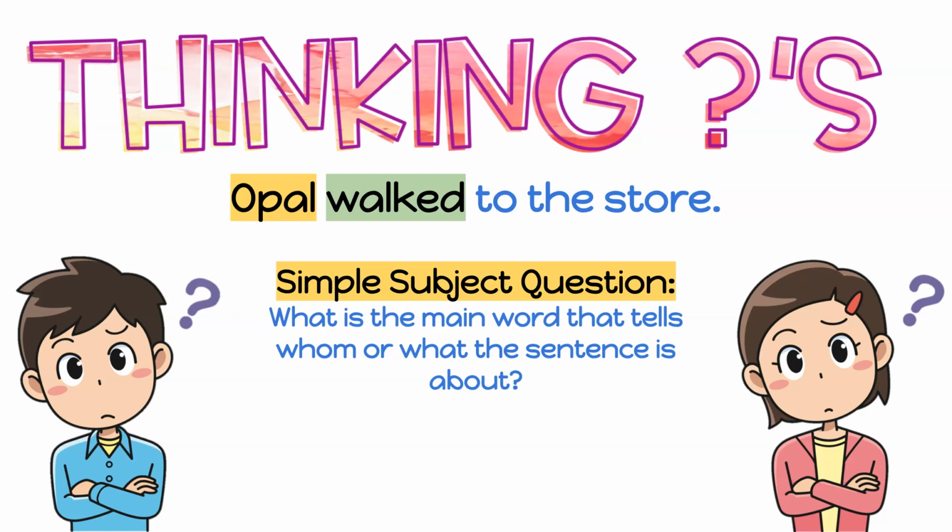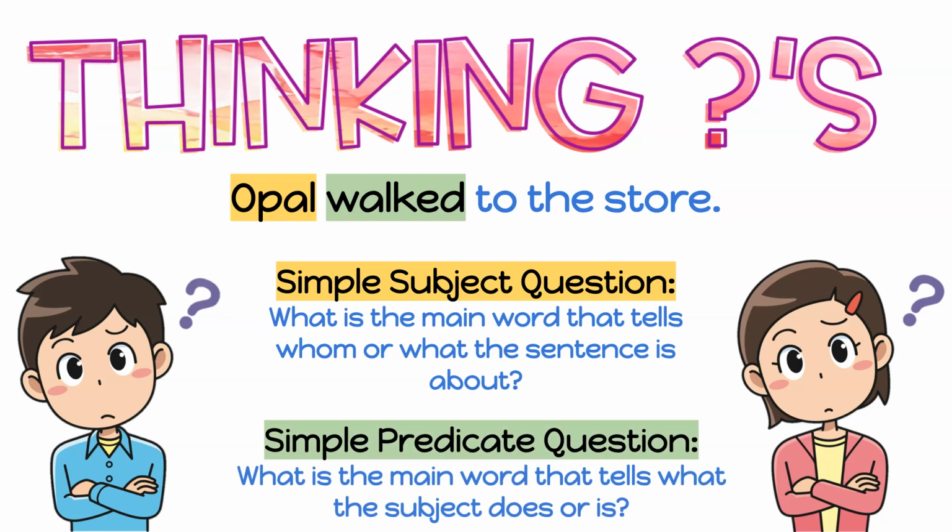When trying to identify the simple predicate, you ask yourself, what is the main word that tells what the subject does or is? So let's ask ourselves, what is Opal doing in this sentence? Oh, she walked. So walked is a simple predicate. Remember, when we're finding simple subjects and simple predicates, we're only looking for one word.